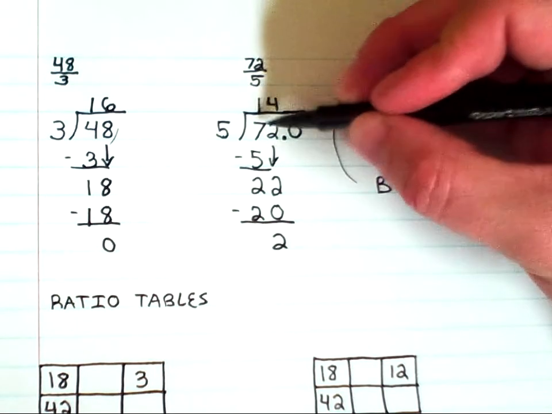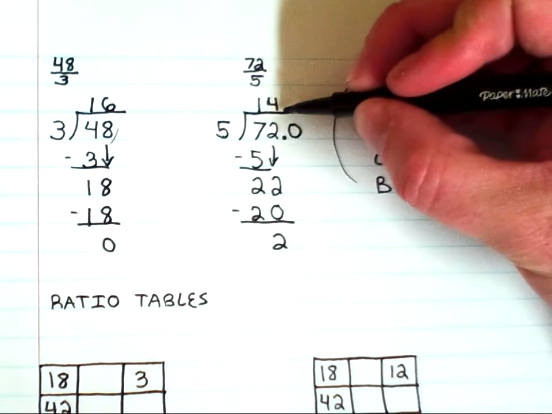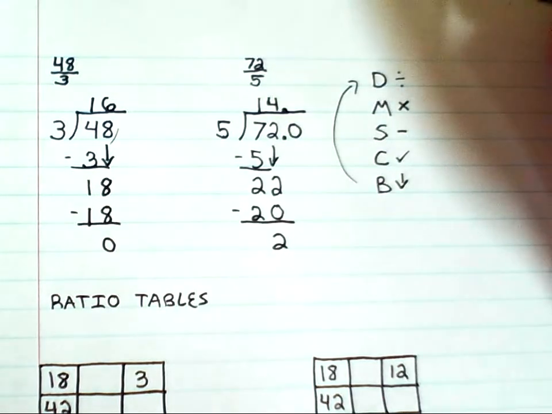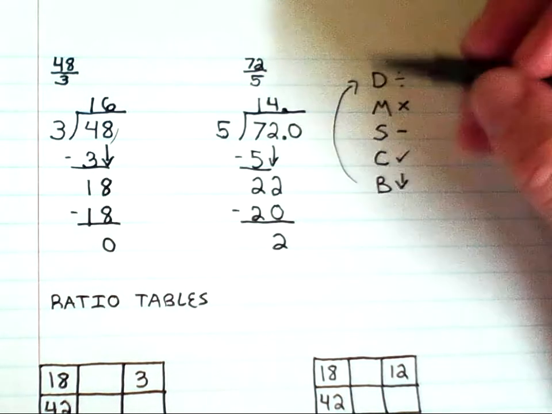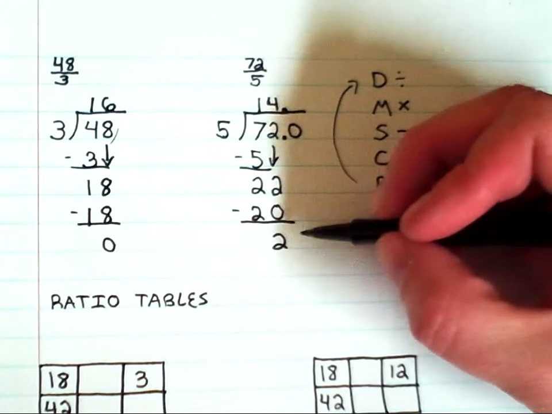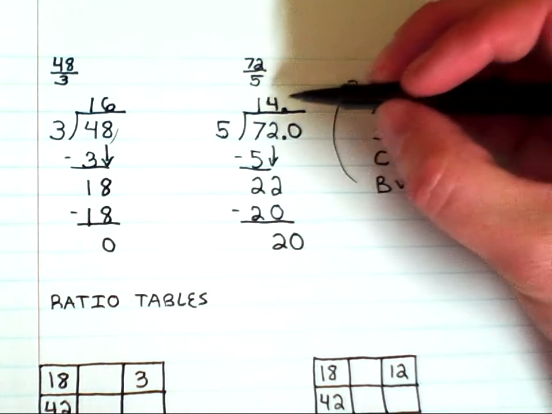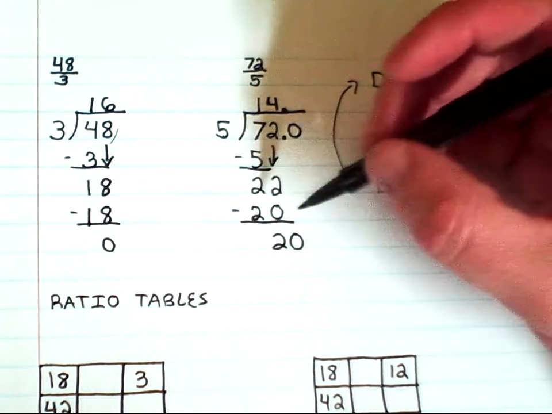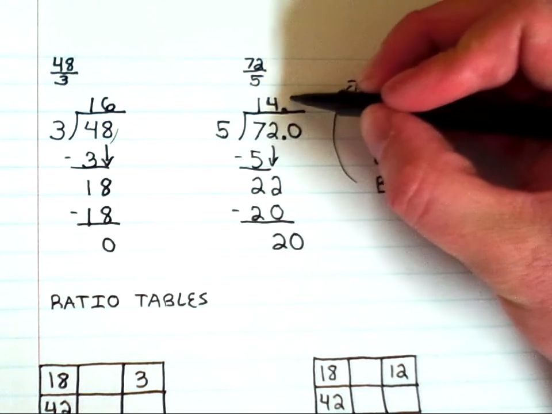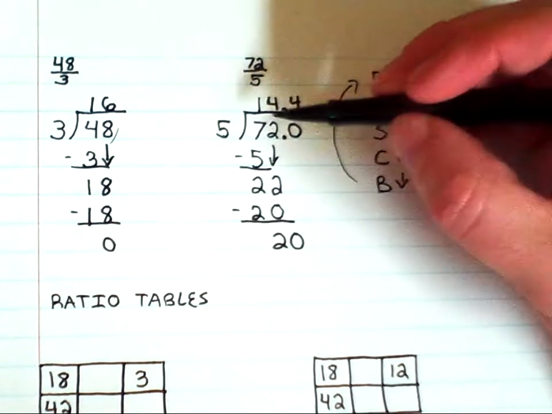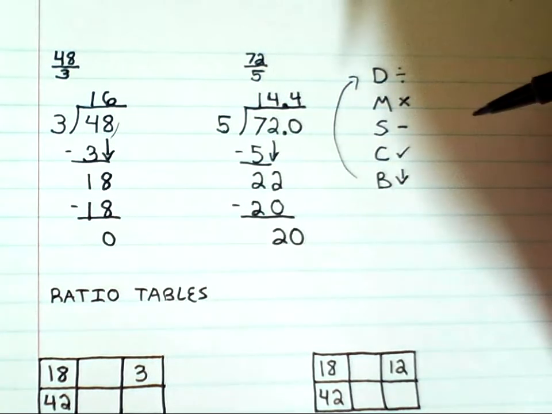Whenever you add that digit, one of the reasons it's so important to line up place value is so you put your decimal in the right spot. You bring it straight up. Now we can bring down, and we say 5 goes into 20 how many times? And we'll see that it's not 14.2, that it's 14.4. And since I know 5 times 4 is 20 and it goes in evenly, I'm going to stop right there.